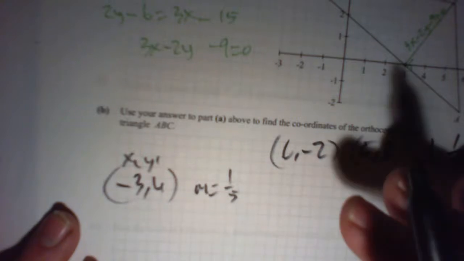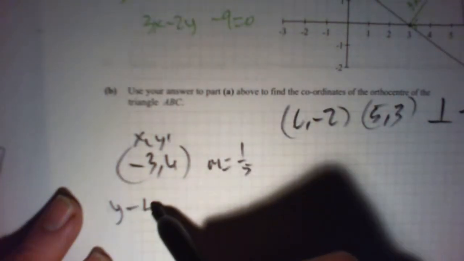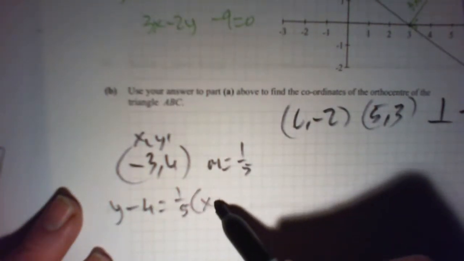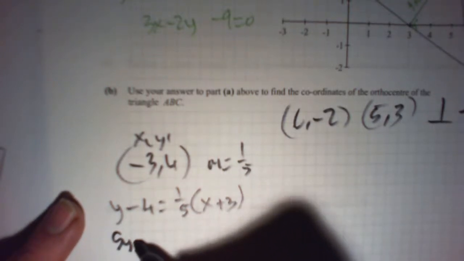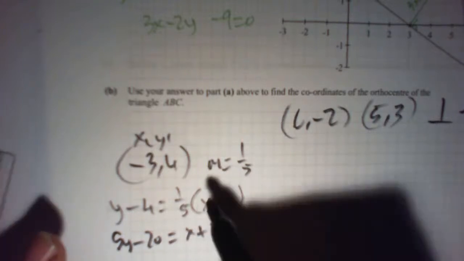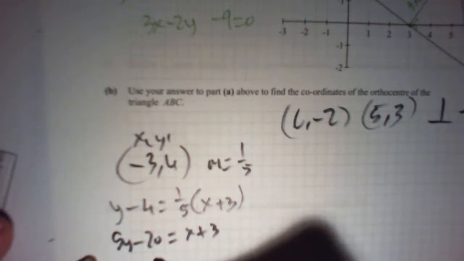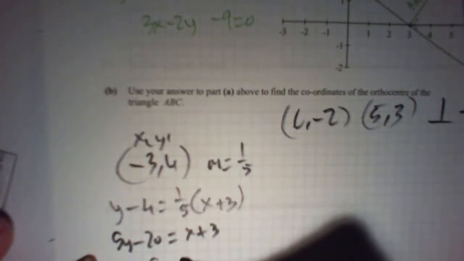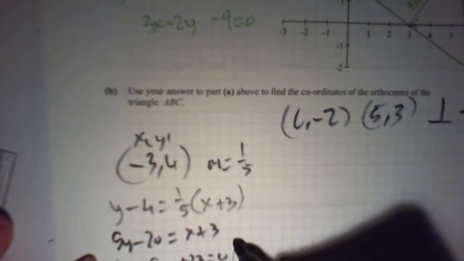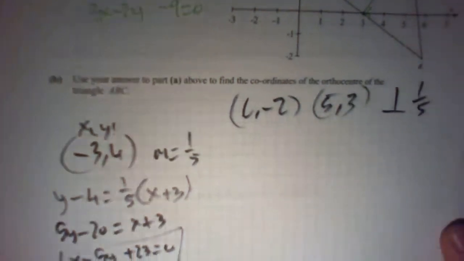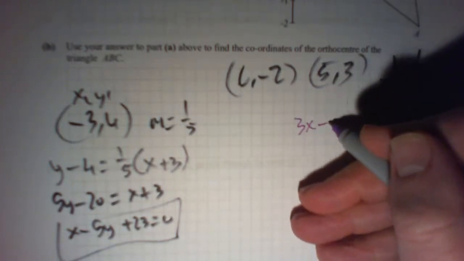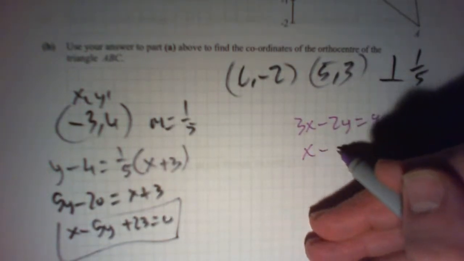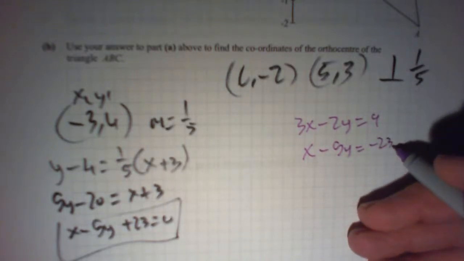So what have we got here? We have y minus y1 is equal to 1 over 5 on x plus 3. That's 5y minus 20 is equal to x plus 3. Let's rearrange it and make it nice. That's x minus 5y plus 23 equals 0. So there's my other fella. So now let's put the two of them together. Okay, so there's my other equation. I'm going to put it together with the equation I have already. Let's pop them up here together. 3x minus 2y equal to 9 and x minus 5y equal to minus 23.